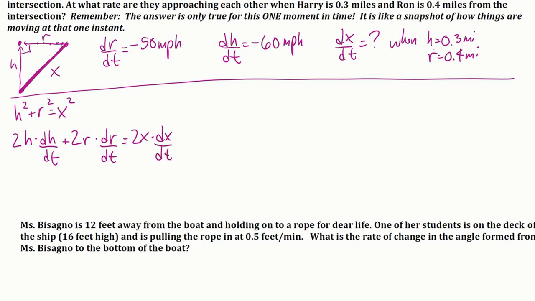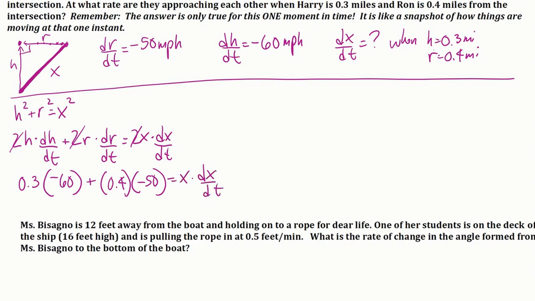And then once you have your derivative, now we can start plugging in what we know. I'm going to go ahead and divide everything by 2, just to make my life a little bit easier. If I divide everything by 2, the 2's go away. Okay, H is 0.3. dH/dt is negative 60. R is 0.4. dR/dt is negative 50. And then X, I don't know, and dX/dt is also unknown. That's what we're trying to find.